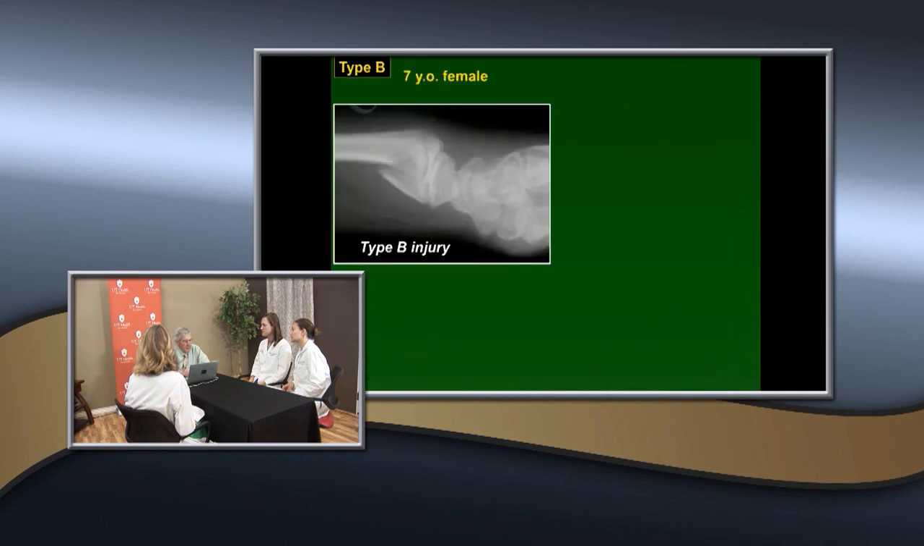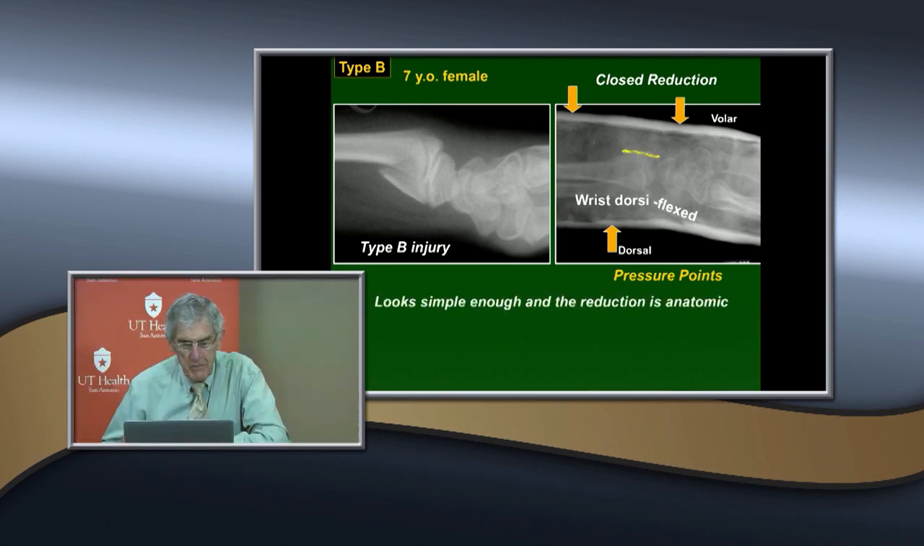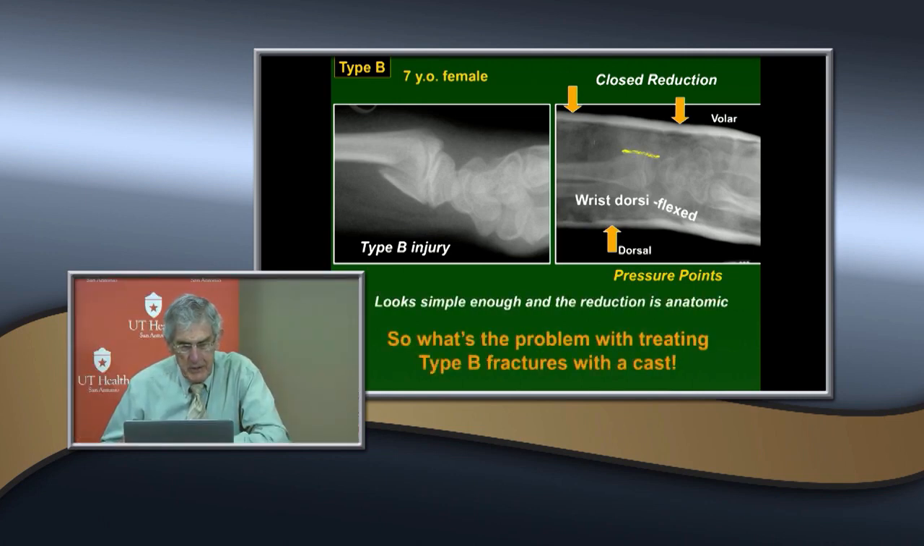Not very well. Why? Here's the type B, did a closed reduction. Looks pretty good. Pressure points. But where is that distal pressure point? Is it on the distal fragment? No. Why? Because his wrist is dorsiflexed. Looks simple, but the reduction is demanding.